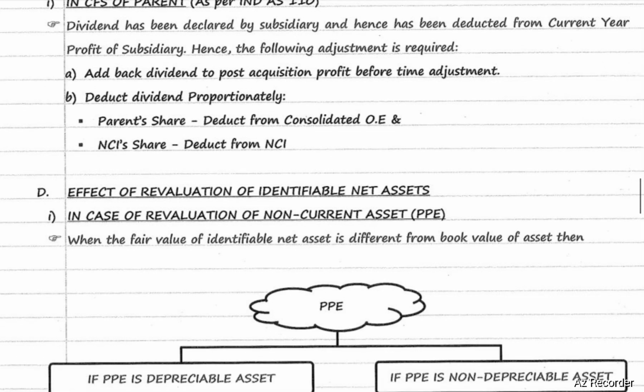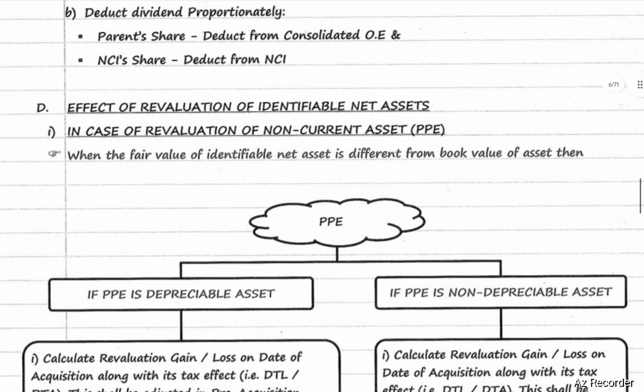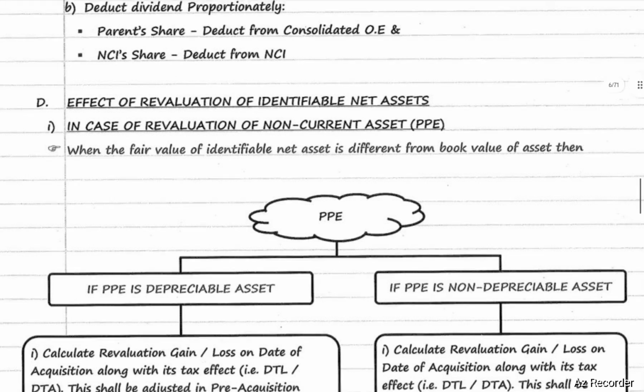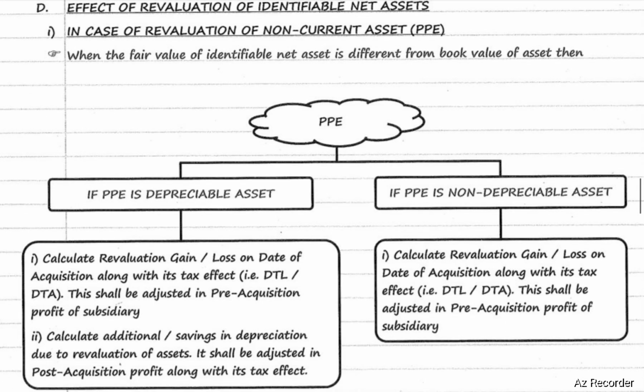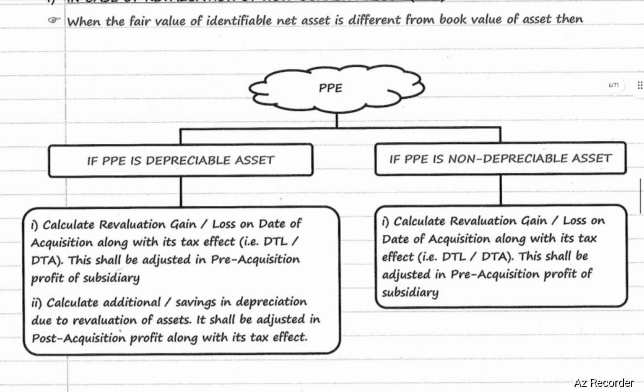Effect of revaluation of identifiable net assets. In case of revaluation of non-current assets, that is PPE, property, plant and equipment, when the fair value of identifiable net assets is different from the book value of the asset, then for property, plant and equipment, if it is a depreciable asset, calculate revaluation gain or loss on date of acquisition along with its tax effect, that is DTA, DTL. This shall be adjusted in pre-acquisition profit of the subsidiary.